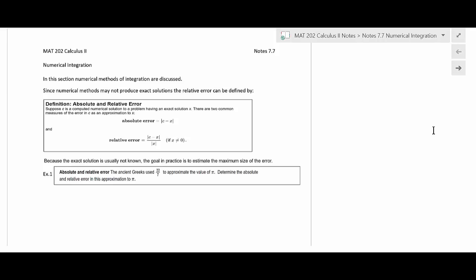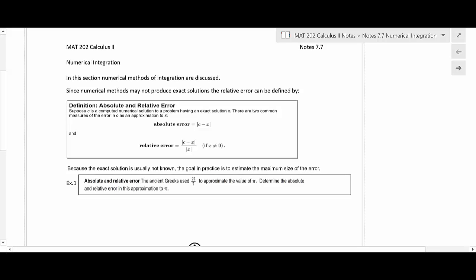To begin with this section, we're doing things numerically. There are some functions that you can't integrate with algebraic techniques. So in that case, you have to have numerical approximations of an integral, of a definite integral. So we're going to look at that a little bit.